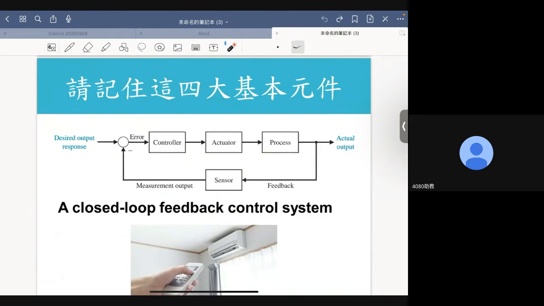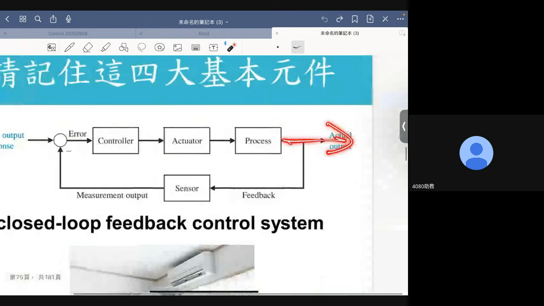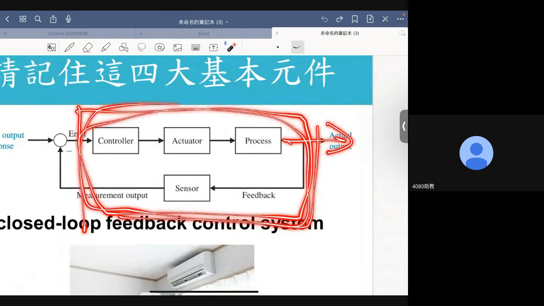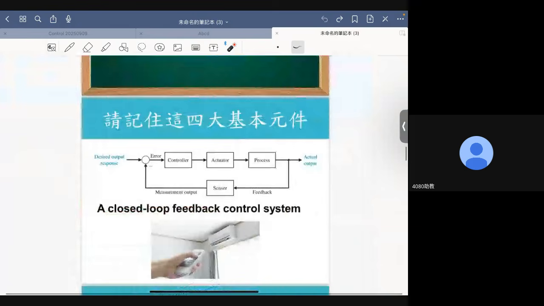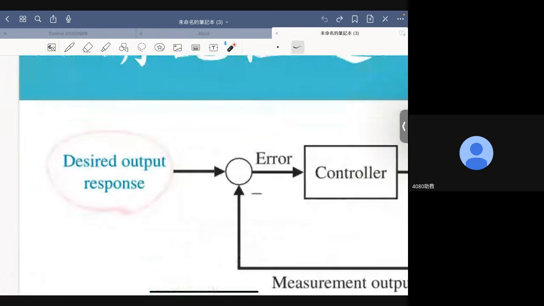fundamental blocks. Okay? Now, this together form a closed-loop feedback system. Now, this is a system because we have an input here, we have an output here, and these four elements together become a block. Okay, become a feedback control system. Here, the output is the actual output. What I mean actual output is the actual condition of the system to be controlled. And here the input, remember, is the desired output response.